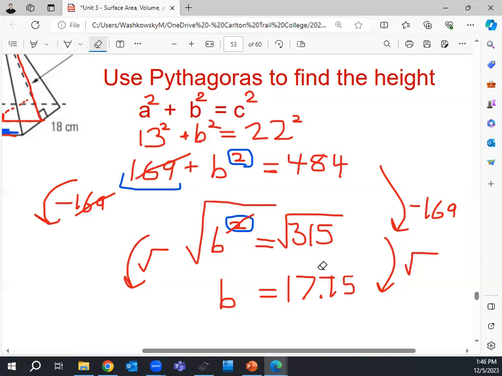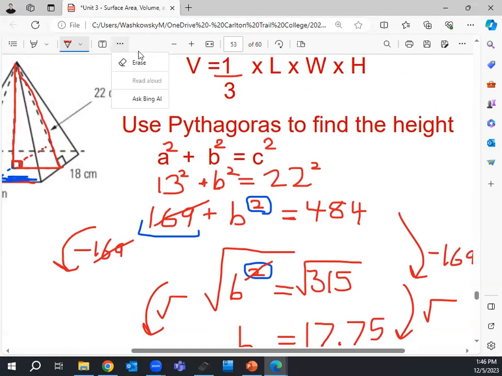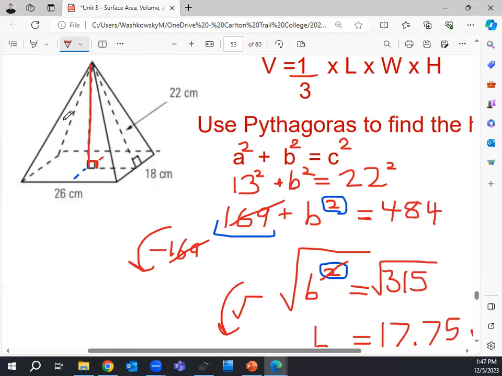That was a bad 7. Let me fix that. That's an important number, so I'm going to underline it. But now what I have in my triangle is, I now know what the true height of it all is. I'm just going to erase all my things here. So in my triangle, I now know that this height is 17.75, as I've discovered.